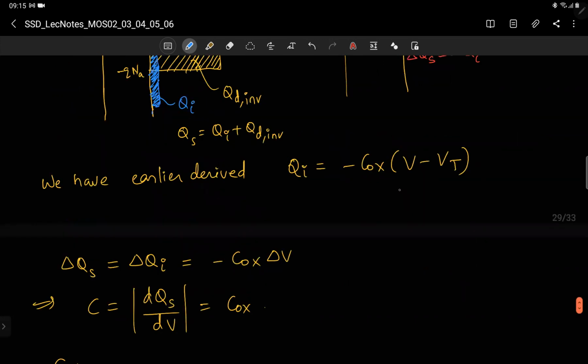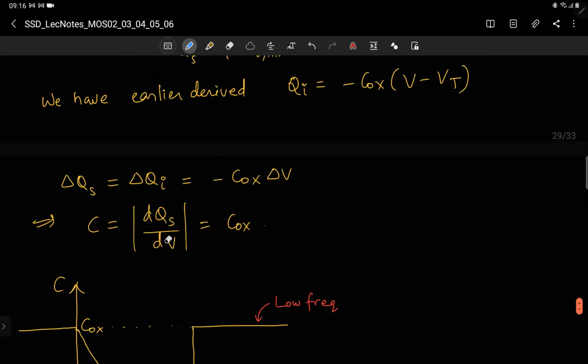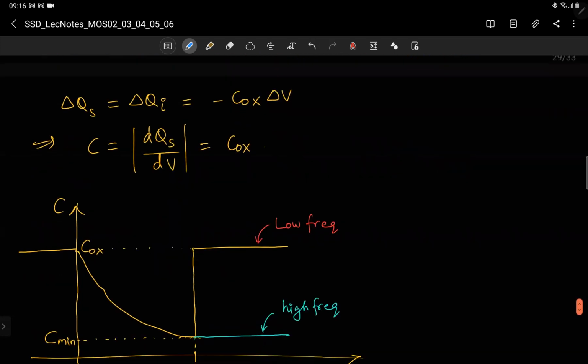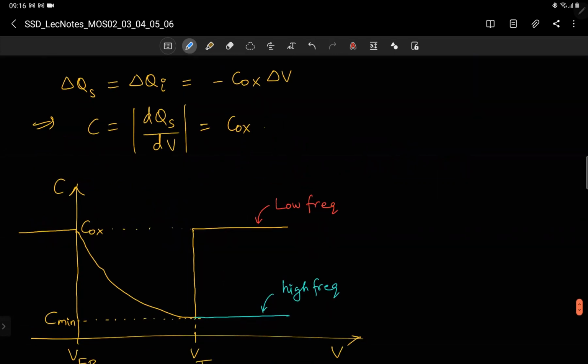From this expression, delta Qs is nothing but delta Qi, as we have understood, and that is equal to minus Cox delta V. Just take the derivative, so you get delta Qi is minus Cox delta V. So dQs by dV is the definition of C with a modulus sign. This is nothing but Cox, because delta Qs by delta V is Cox. That is how you get it even for the inversion regime of operation.